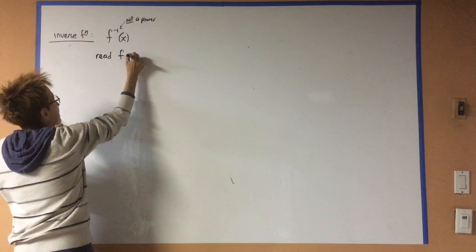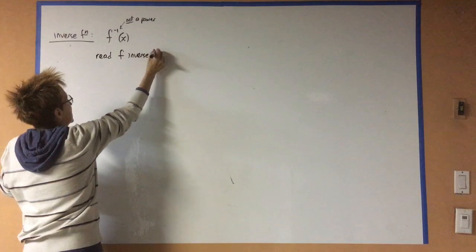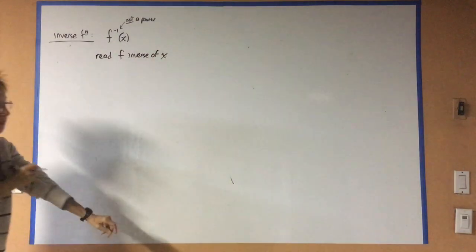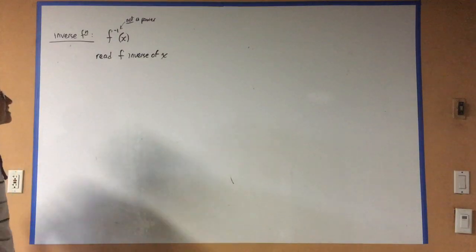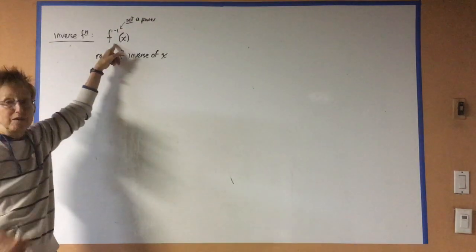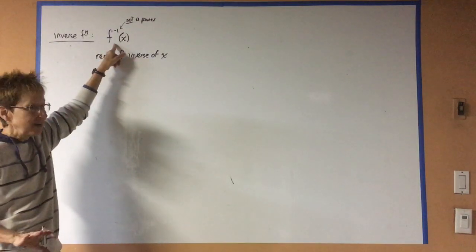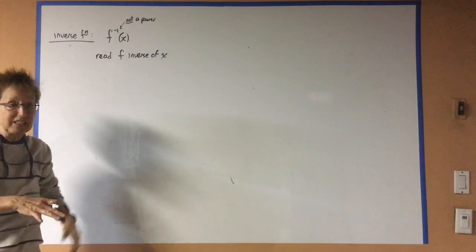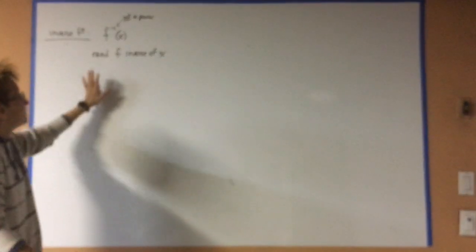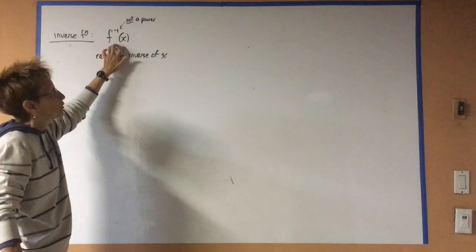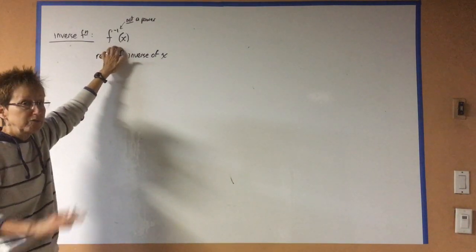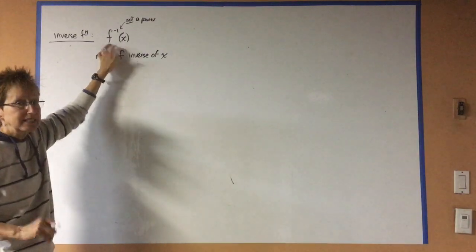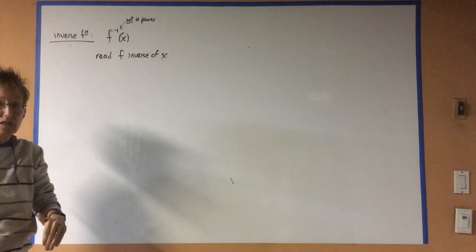f inverse of x. An inverse function is not a power. That does not mean 1 over f of x. Okay, so it's not a power, it's a different notation and has a different connotation, and it means that we're talking about an inverse function. That's all we're talking about, an inverse function, when we write f with a little negative 1 and an x. And it's read f inverse of x.